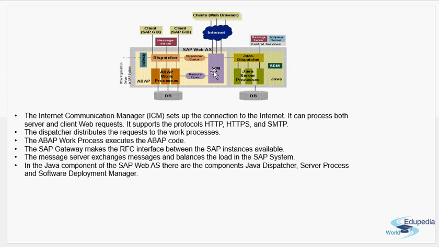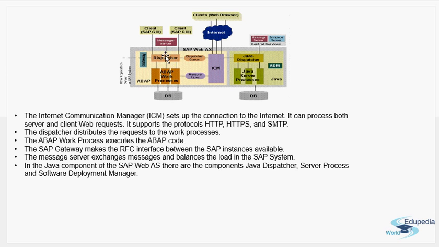So from the internet, ICM, and now here one more important component is the dispatcher. The dispatcher distributes the request to the ABAP work process. The ABAP work process actually executes the ABAP code. So first from the GUI it comes to the message server, then it goes to the dispatcher. This message server is common for the entire SAP system, that is all the SAP servers. Every application server has one dispatcher of its own.